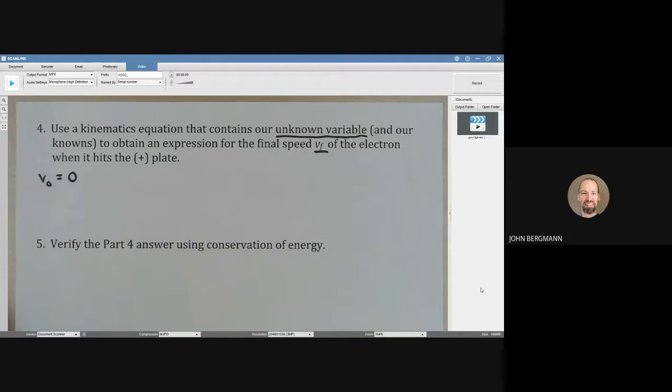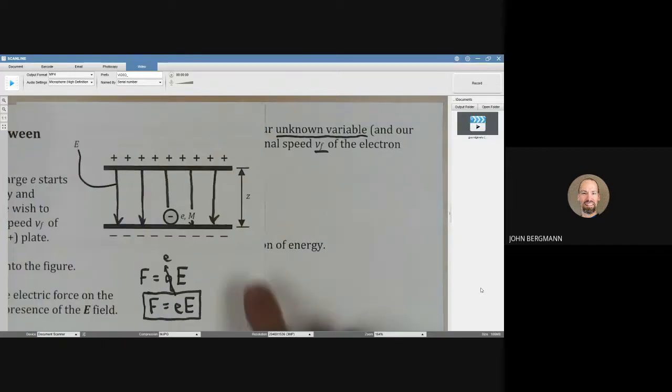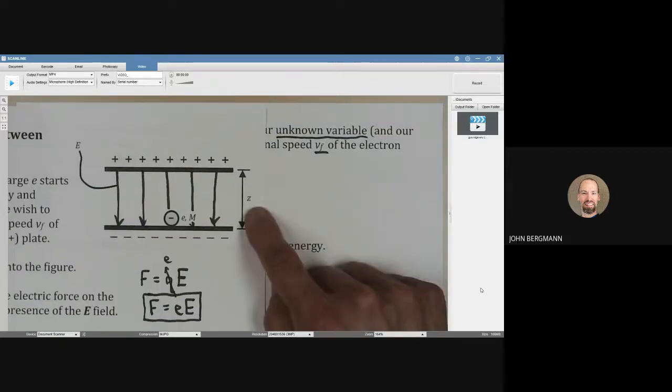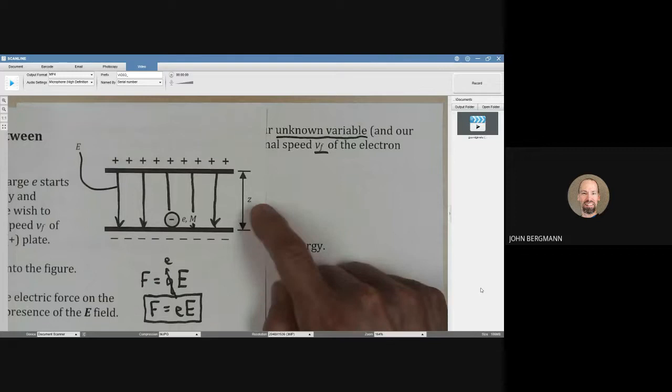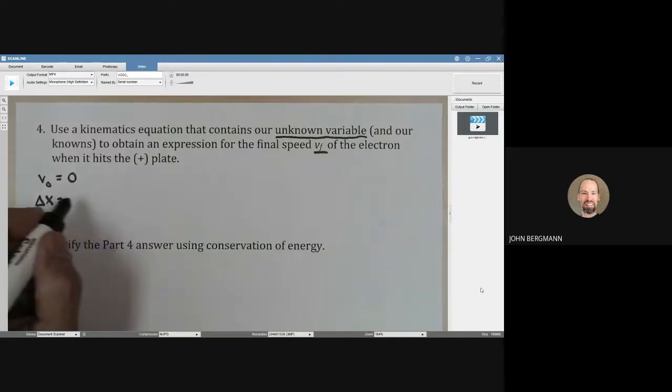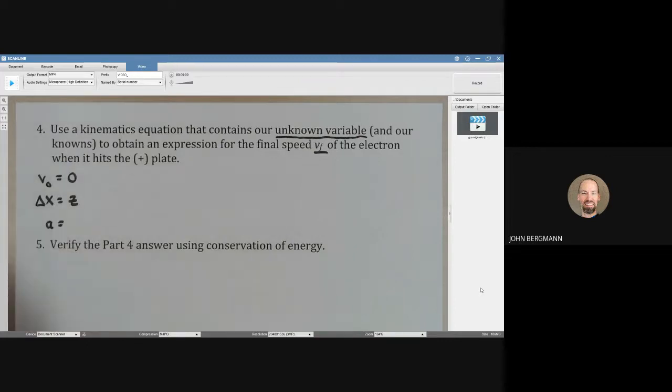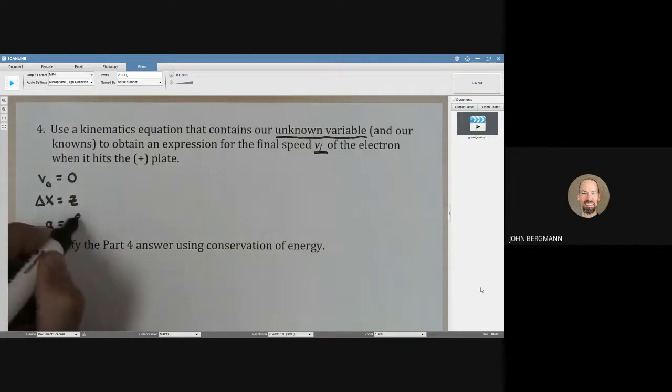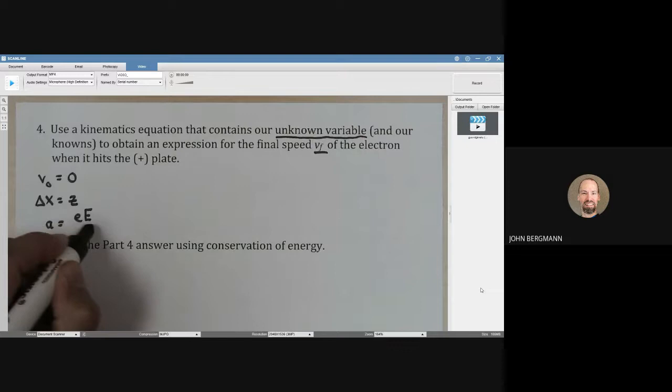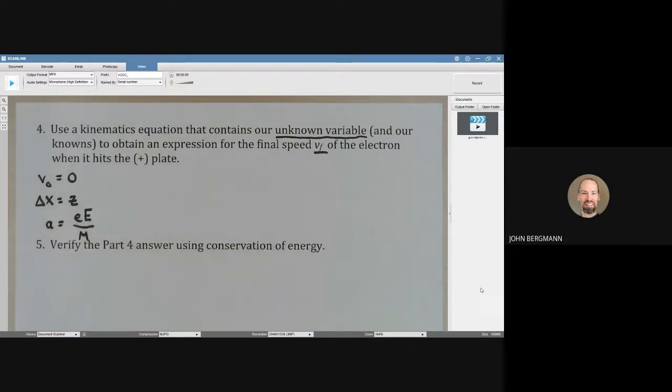We know the displacement of the electron because that is the separation between plates. Let's refer back real quickly. You can see that that separation is given as the variable z. So our displacement is z. And we know the acceleration. We just derived this expression, little e times big E divided by big M. What we don't know is time.